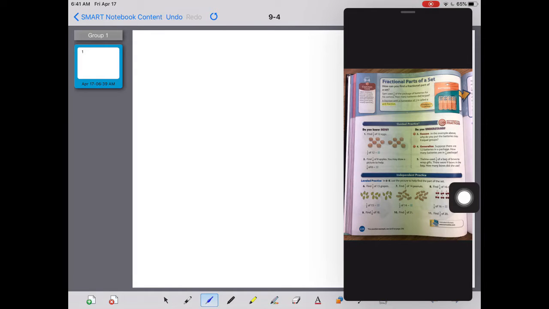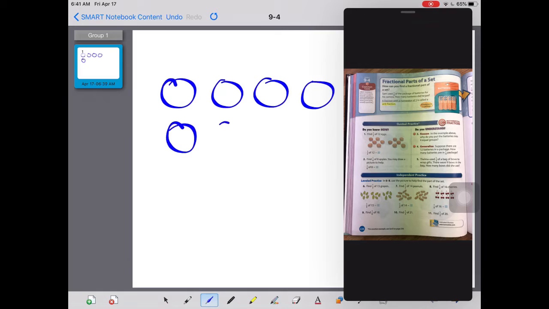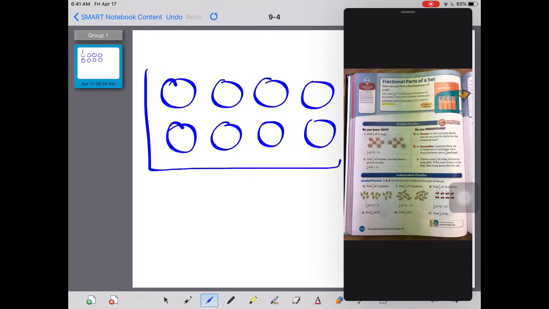Here's a picture of the batteries, but I'm going to represent that as circles. So I'm going to draw 8 circles for the batteries. 1, 2, 3, 4, 5, 6, 7, 8 batteries in the set. So I'm going to put a square around it because that represents one set of batteries. And there's 8 inside there.